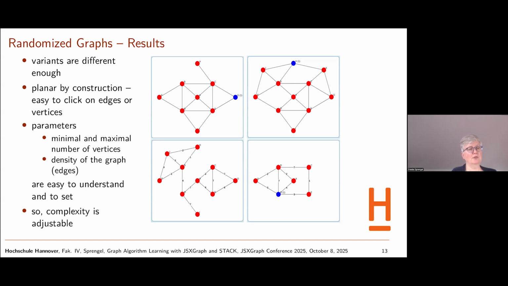And of course, if you say, well, I just want to have 5 vertices and so on, or I take all 14 or whatever, then you get a really adjustable complexity. And of course, the weights are randomized.